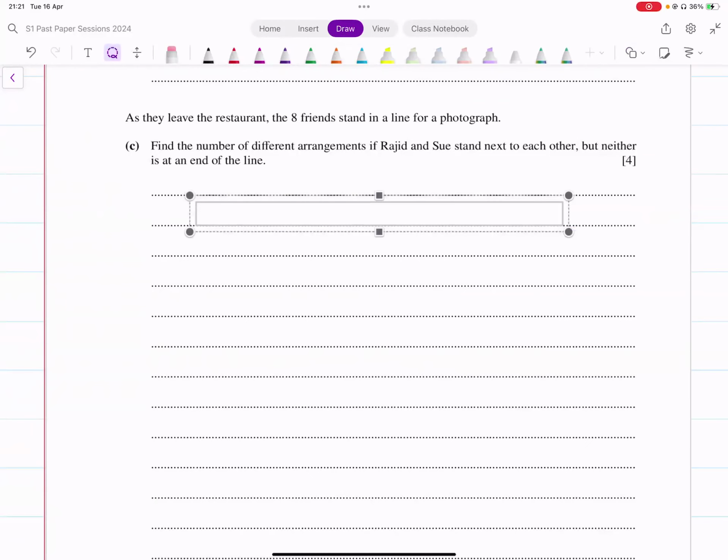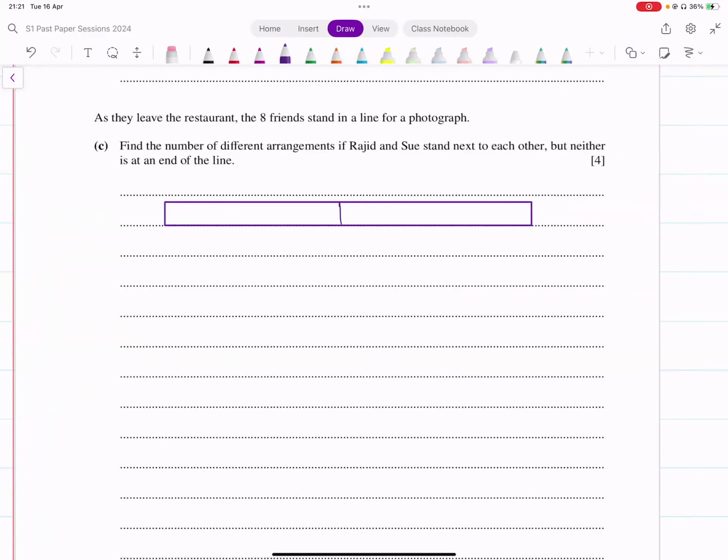Let's use the boxes representation. We have 8 friends in total. So we have 8 boxes for them. Okay, so we have these 8 boxes.